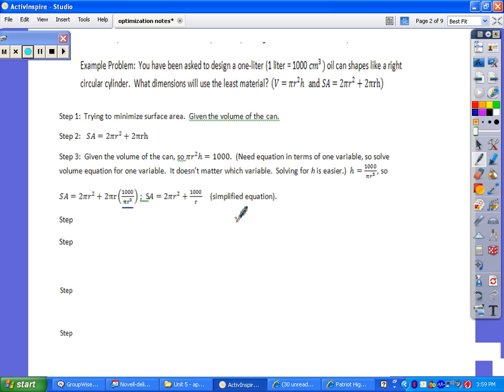So if you look here, we substituted 1,000 over pi r squared into h, and then we simplified the equation. So my equation that I'm going to minimize is 2 pi r squared plus 1,000 divided by r. And now we're just going to use the steps we learned last chapter to find the minimum values of a function.